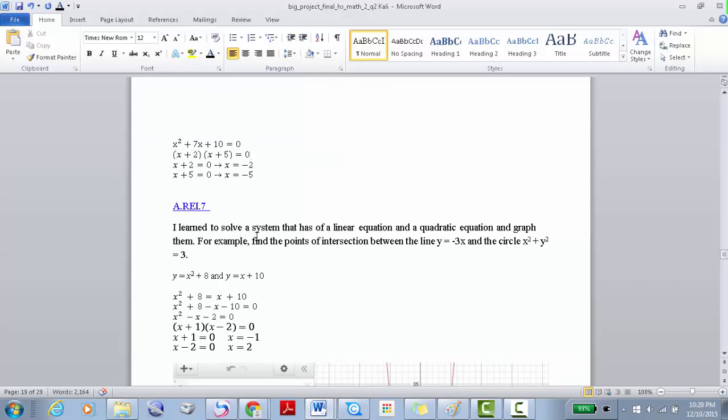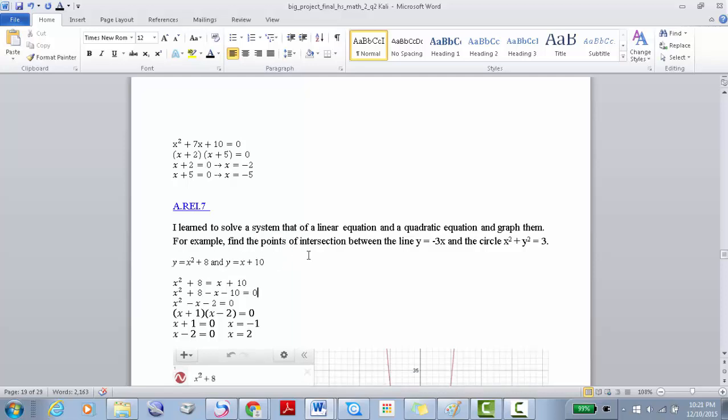In this standard, I learned to solve a system of a linear equation and quadratic equation and graph them. For example, finding the point of intersection between the line y equals negative x and the circle x squared plus y squared equals 3. This is the question that I chose: y equals x squared plus 8 and y equals x plus 10.